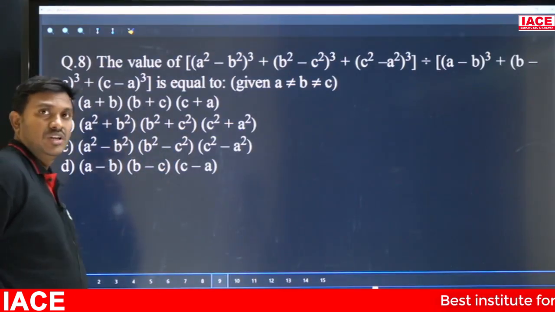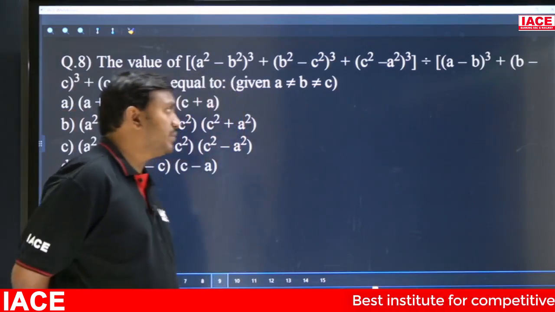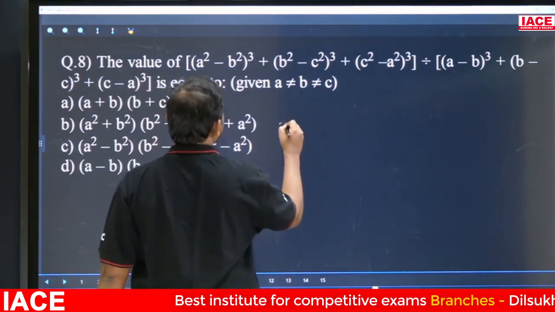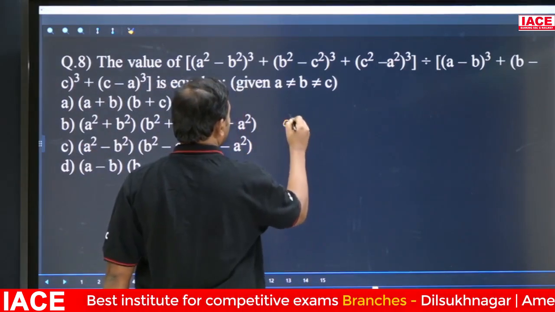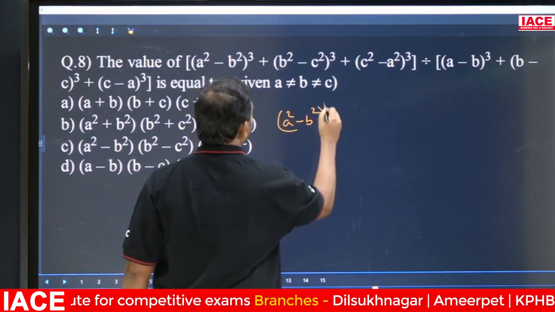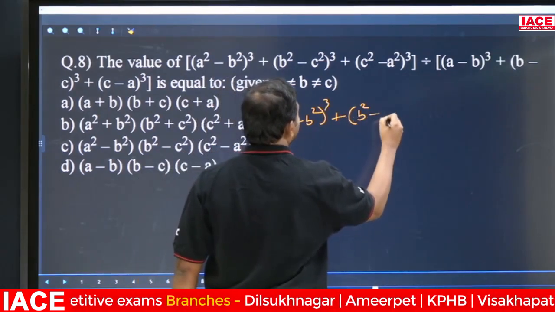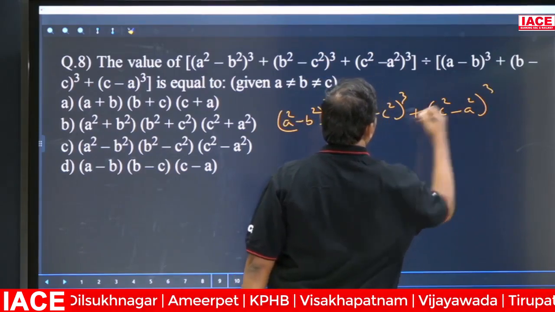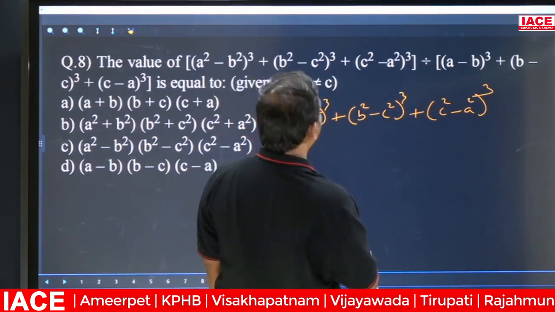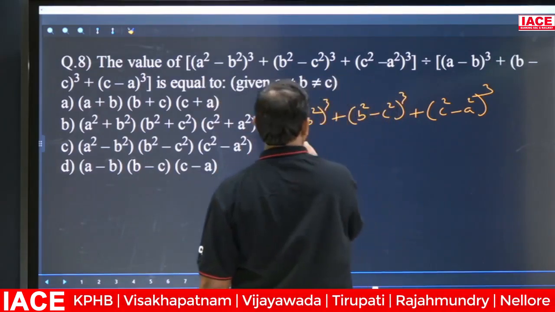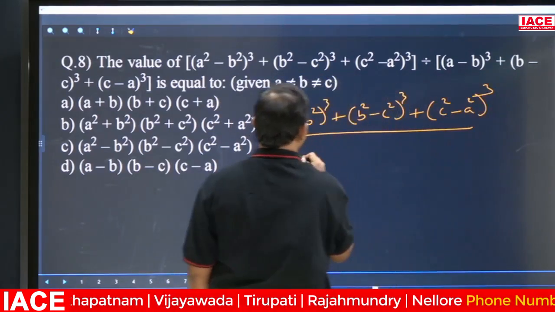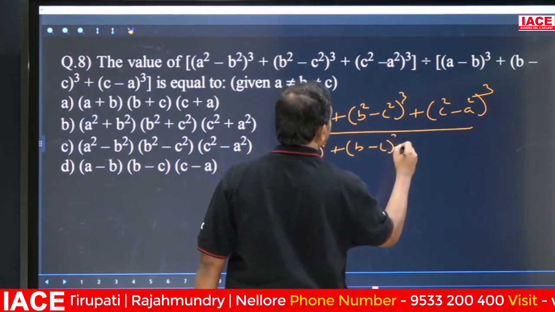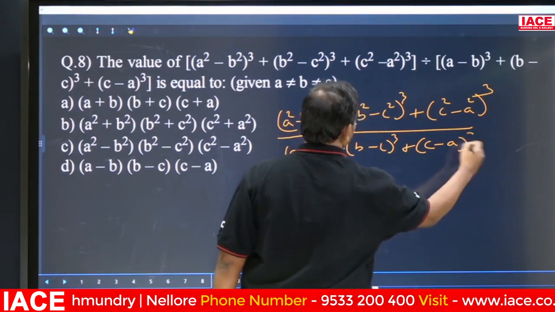Then question number 8. Now again an algebra question. So what is given? (a square minus b square) whole cube plus (b square minus c square) whole cube plus (c square minus a square) whole cube, divided by (a minus b) whole cube plus (b minus c) whole cube plus (c minus a) whole cube. So this is the question given.